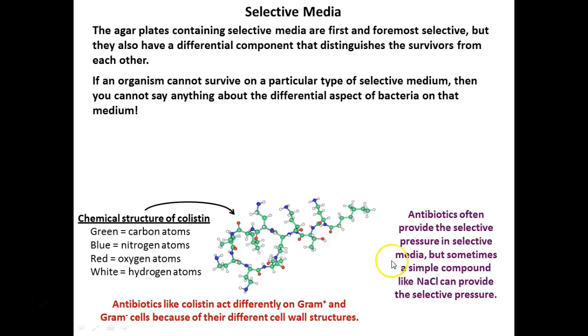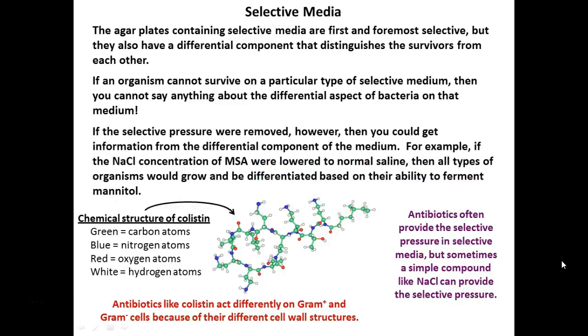If they can't survive on a particular type of selective media, then you can't say anything about the differential aspects of that bacteria, right? I think I pounded, hopefully, that one in pretty well on you guys. If you don't have any growth on those plates, you couldn't differentiate which group they fall into for the next classification, right? They have to actually grow. So if it was selected for, if it was removed, you can't get any other information.